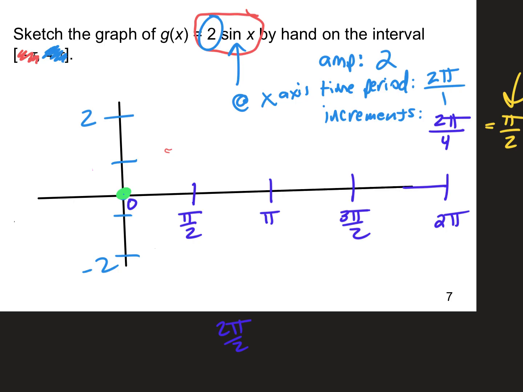So I'm going to go up to 2. You always go back to the x-axis. Then I'm going to go down. Then I go to the x-axis, and it would just continue to do the same thing. And then you just connect your dots in a nice smooth curve. And you created your sine curve. Once you identify those 3 things, the amplitude, the time period, and the increments, it's really easy. You just figure out where you start.